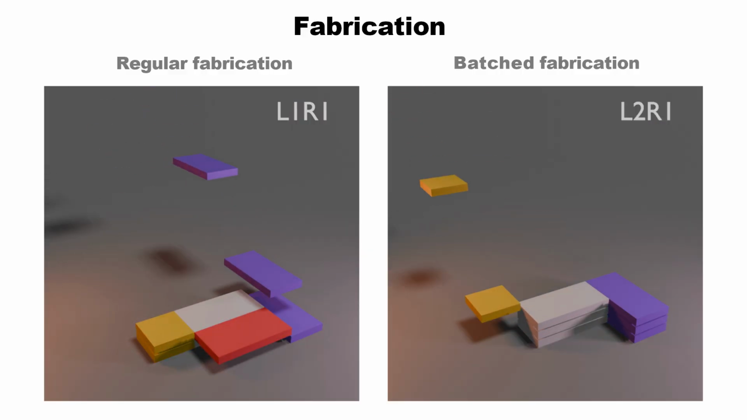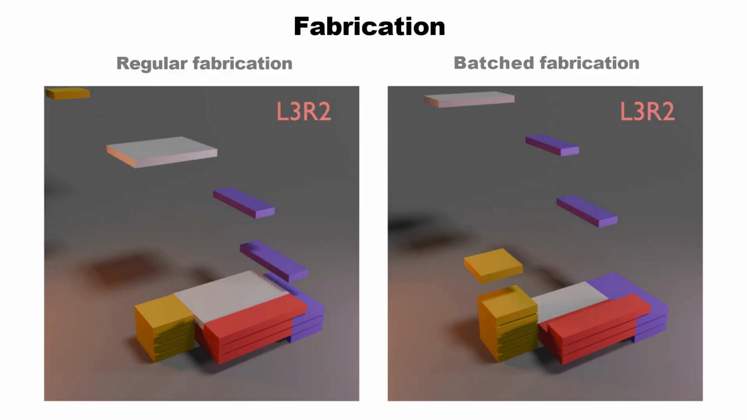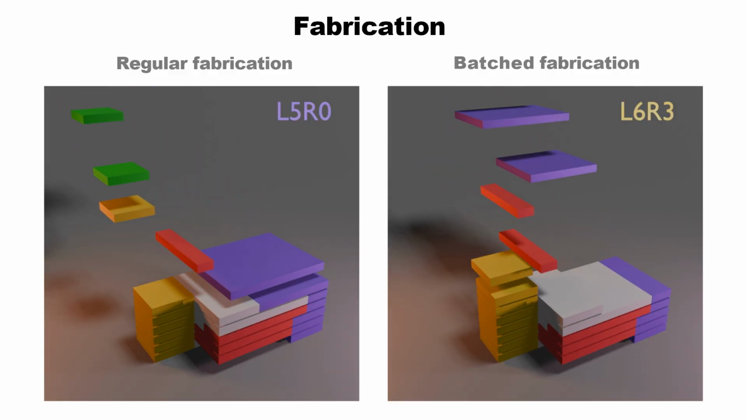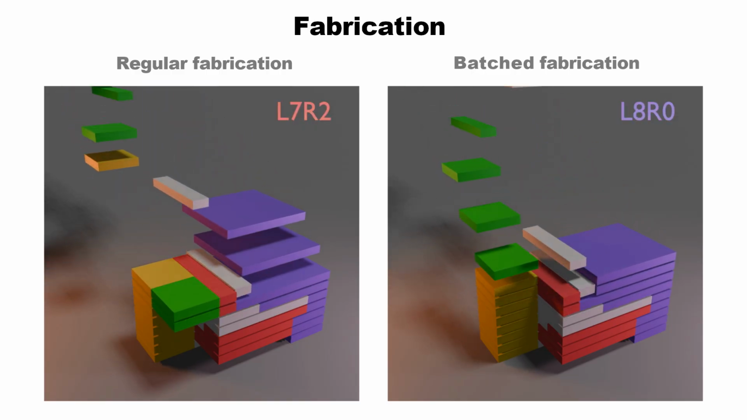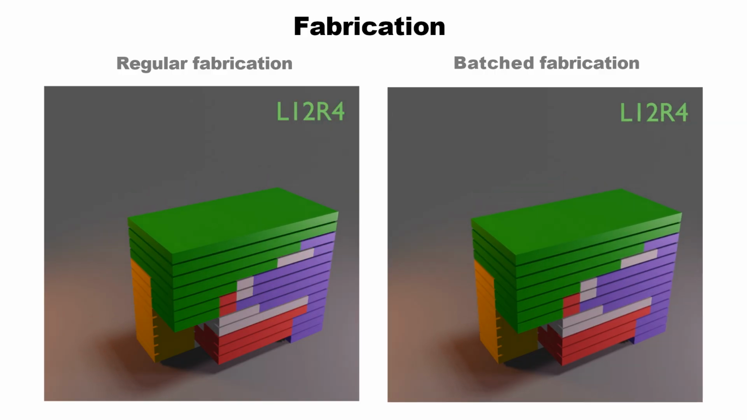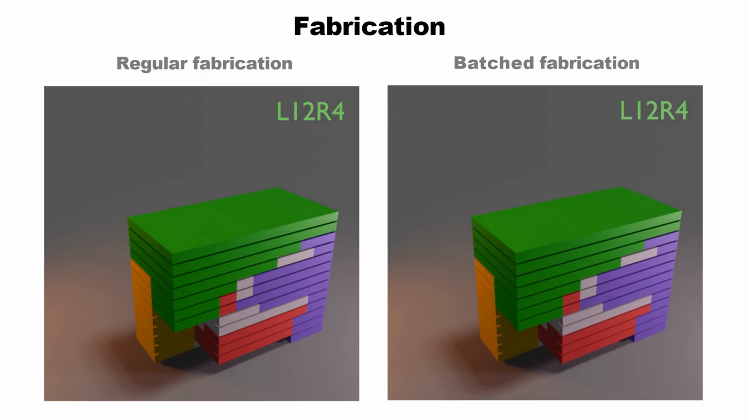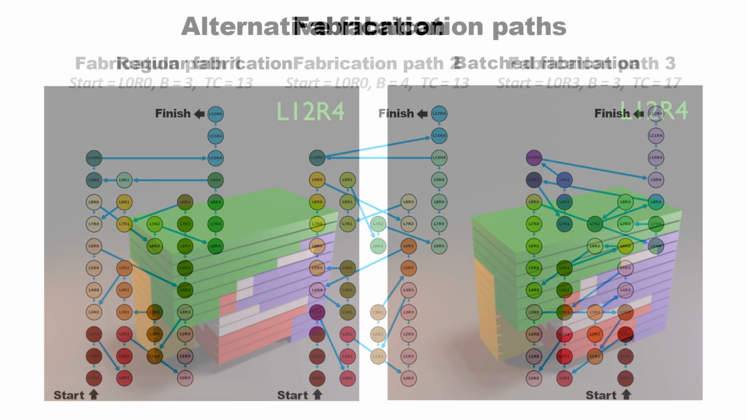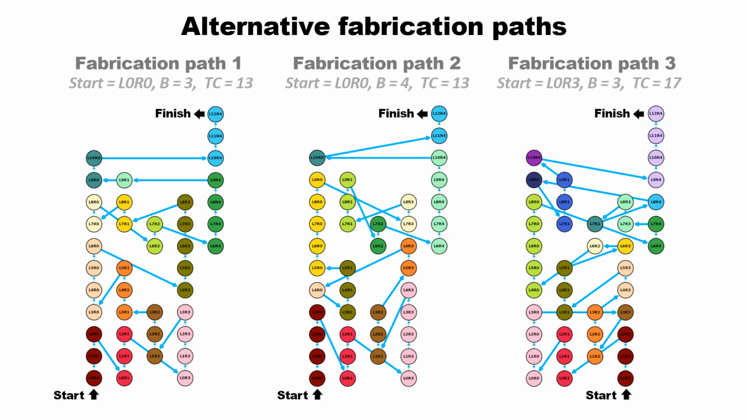Here, the animation further illustrates the differences in the fabrication process between regular and batched fabrication described earlier. And as mentioned above, this isn't the only possible fabrication sequence. We can generate numerous alternative print paths due to random jumps after each processed batch.